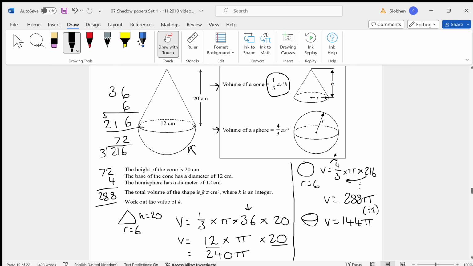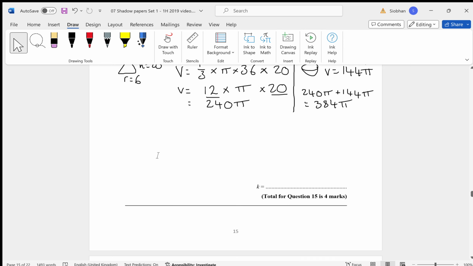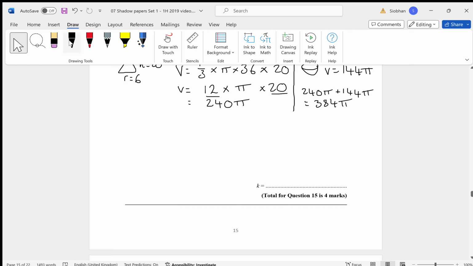So once it's in the answer k, so that's just a constant number, or a number times by pi. So we're going to add the 2 together. So 240 pi plus 144 pi. So our final answer is going to be 384 pi. Now on the dotted line is where I would put 384. So k, and you've got a lot more space there for more workings out, is 384.